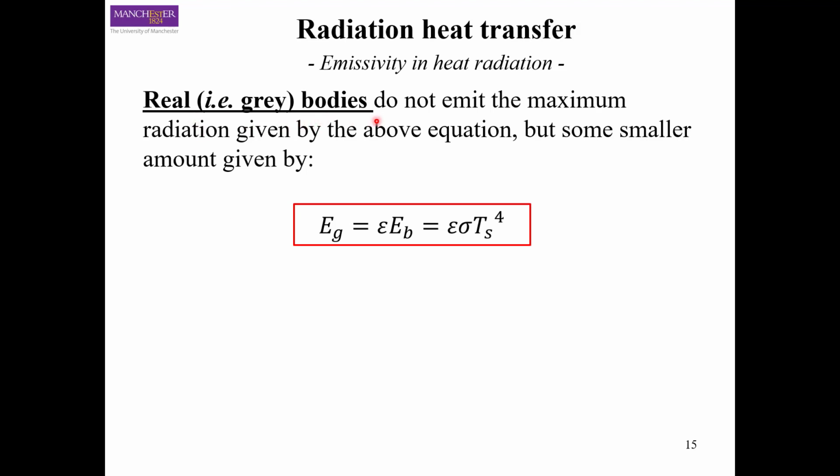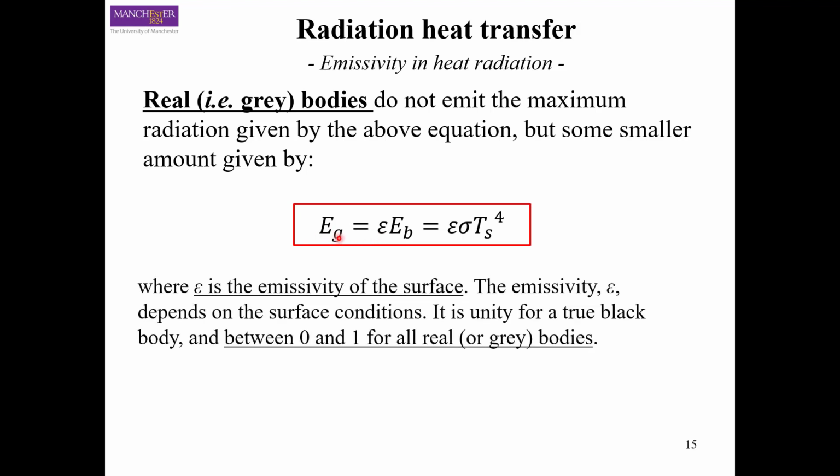So for the case of a real body, it does not emit the maximum amount of energy. It means that we can only emit a proportion of the energy of a black body. To calculate that proportion, we use the term called emissivity. So Eg, the energy emitted by a gray body, is equal to emissivity times Eb, the maximum possible energy from a black body, times the fraction of that the gray body is going to emit.